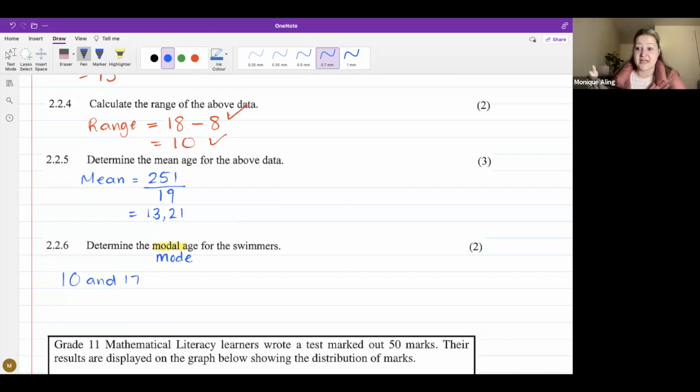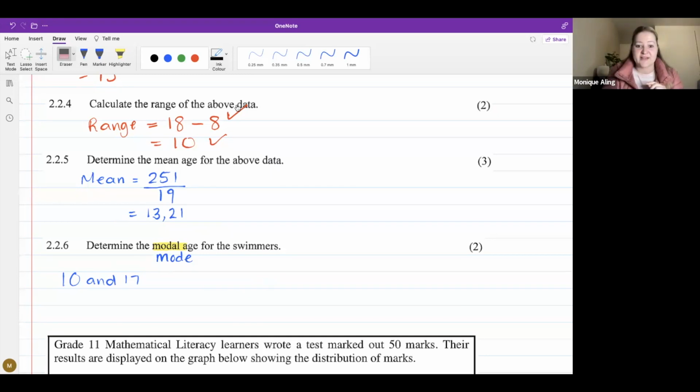You can even have 3 modes. It's also possible to have no mode. So let's say, for example, all those numbers there weren't repeated at all. You would say no mode. You don't say mode's equal to 0, because then that's implying that the number 0 is the mode. If you have no mode, nothing has been repeated, your answer will be no mode. So it's possible to have no modes, possible to have 2 modes, possible to have 3 modes, etc. Okay, so don't doubt yourself there.